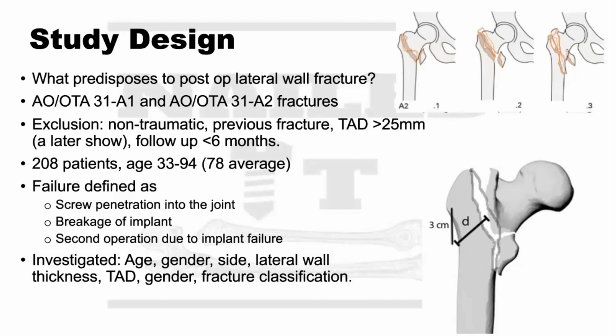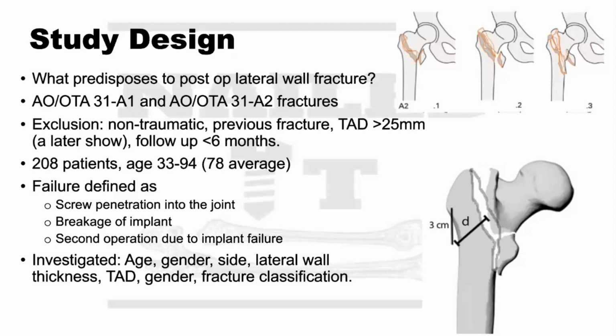So they used exclusion criteria: non-traumatic fractures were excluded, previous fracture through the area was excluded, tip to apex distance greater than 25 millimeters. That's going to be a later show. We'll talk about that, as well as follow-up less than 6 months. They had 208 patients, average age of 78 with a kind of broad spread. And they defined failure as screw penetration into the joint or cut-in, breakage of the implant, or a second operation due to implant failure.